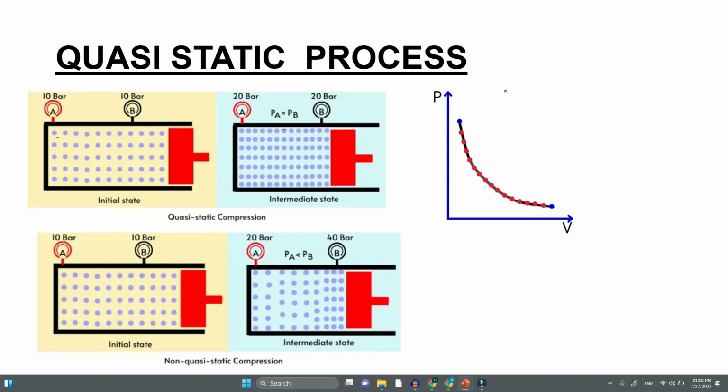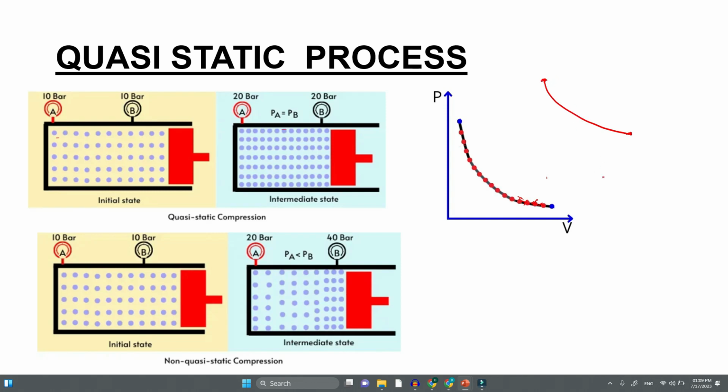So how can you show that in this diagram? There is a pressure volume diagram. The initial state was here. When you compress, the final state will be here. The intermediate states will be these dots. But these intermediate states can be determined only if the system is throughout in equilibrium. So you can draw this solid line only if it follows a quasi-static process.